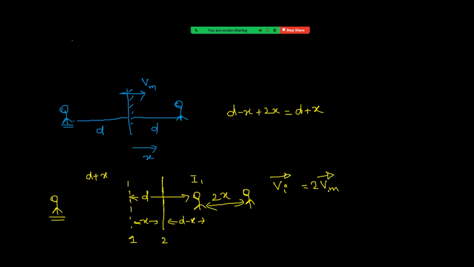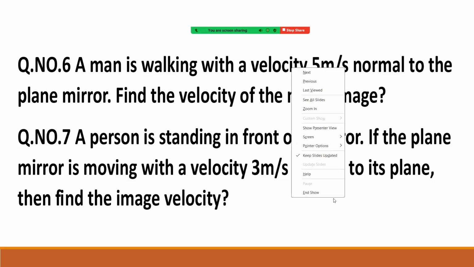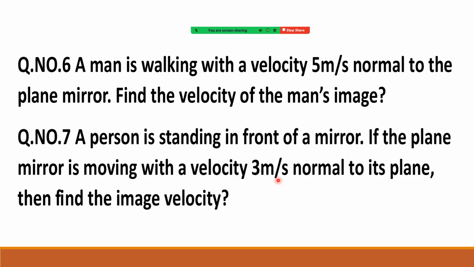The condition is that this velocity is normal to the plane of the mirror. Now in the question, the velocity of mirror is given as 3 meter per second. Then the velocity of image will be 6 meter per second. Okay. Is the point clear? 3 meter per second for the mirror means velocity of image is 6 meter per second.